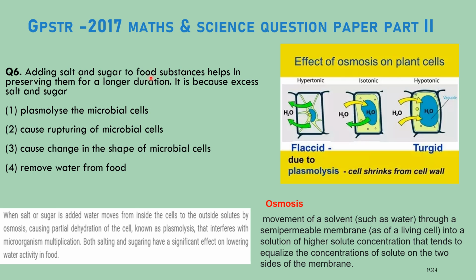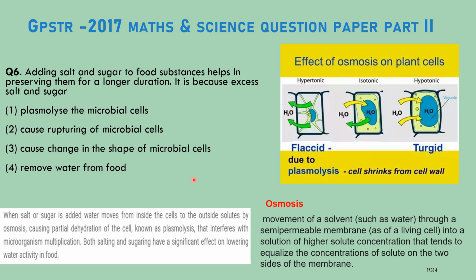Adding salt and sugar to food substances helps in preserving them for a longer duration. If you add salt and sugar to a particular substance, you can preserve the food. It is because excess salt and sugar involve which process? They have given the options. Option 1, plasmolyze the microbial cells. Option 2, cause rupturing of microbial cells. Option 3, cause change in shape of microbial cells. Option 4, remove water from the food.